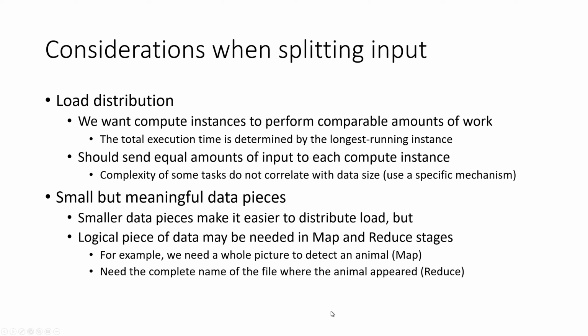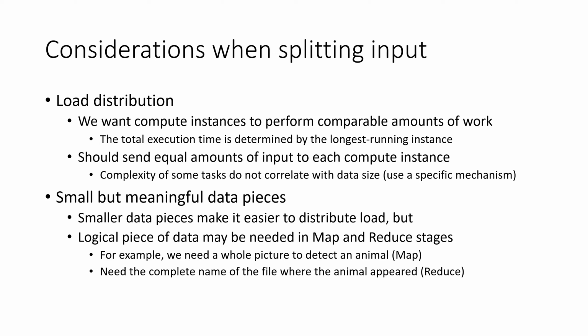Another thing to consider when splitting input is that we want small data pieces because this makes it easy to distribute load, like we saw in the chapter example. Instead of breaking the book into chapters, we can break the book into lines, and this will allow for more even load distribution. And the other thing we want is meaningful data pieces. So having very small pieces of data may prevent us from doing some computation. Let's take the animal example. To detect an animal in a picture, we need the whole picture. If we get only a small portion of the picture, we might not have the whole animal and might not be able to detect it.